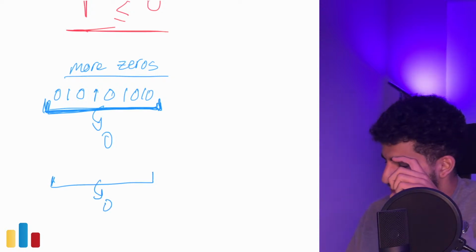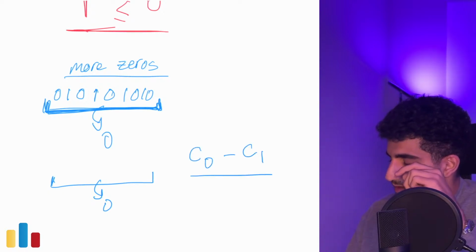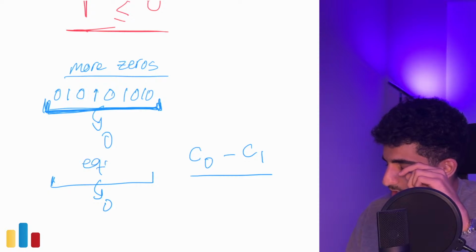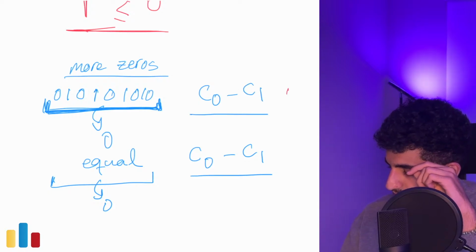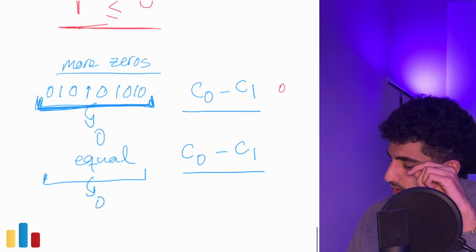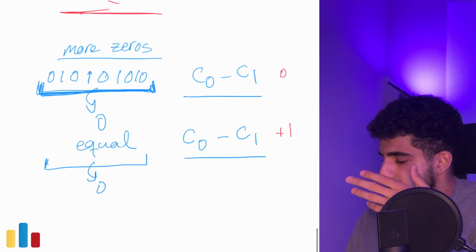I show the number of zeros with C0 and the number of ones with C1. C0 minus C1 will be decreased this way if there are an equal number of zeros and ones. If there are more zeros, it remains the same. C0 minus C1 remains the same. If they are equal, C0 minus C1 will be increased by 1. I mean, now the difference between the number of zeros and ones will be increased by 1.